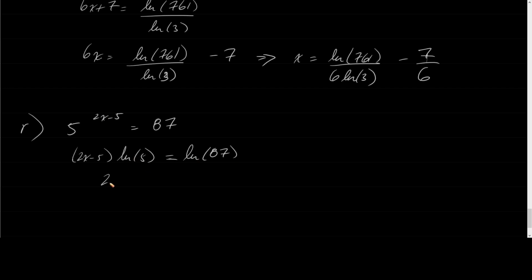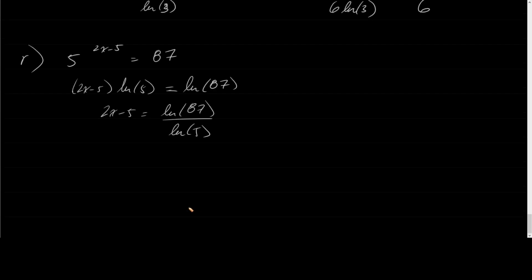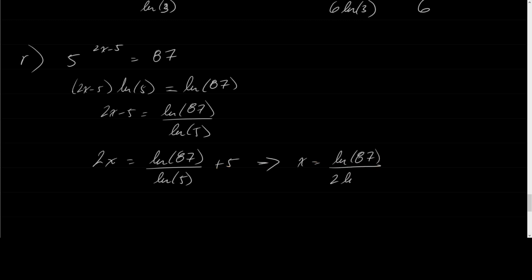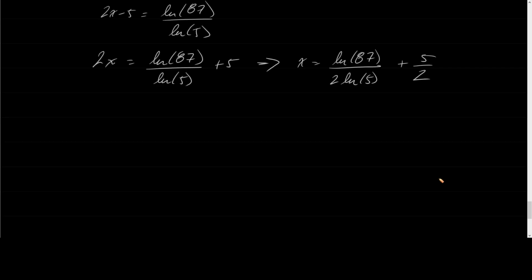Divide both sides by ln of 5, so 2x minus 5 is equal to ln of 87 over ln of 5. Add 5 to both sides, 2x is equal to ln of 87 over ln of 5 plus 5, which tells us our final answer is just x is equal to ln of 87 over 2 ln of 5 plus 5 halves. All right. Next one. Let's pick it up a notch. So that was R. S.